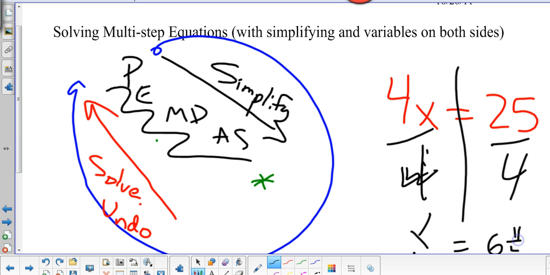I just need to write slowly. No, that doesn't help, does it? Who knows where my cursor is? Oh, there it is. Hello. Okay, 6 1/4.